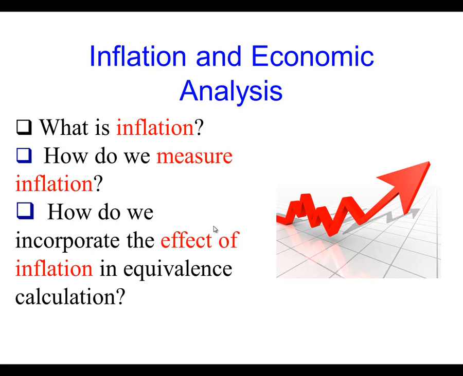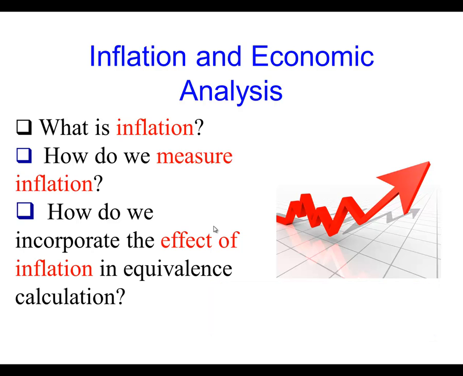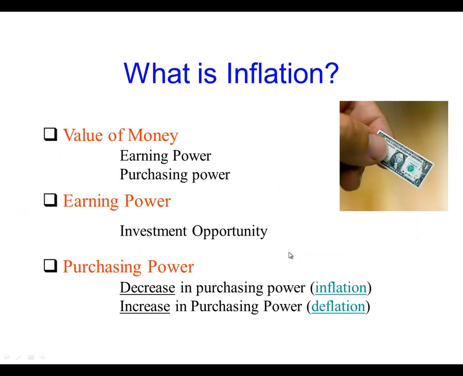What's inflation? If you remember, in the first lecture in chapter 2 we introduced inflation and taxes. At that point we defined inflation as the decrease of the currency's purchasing power, or that the currency will be worth less over time. But how can we measure inflation, and how do you incorporate the effect of inflation in equivalence calculation? This means that inflation will decrease purchasing power. You need more money to buy the same amount of goods and services. And the increase in purchasing power, which is the opposite, is called deflation. So if you could actually buy more with the same dollar, that's the opposite of inflation, which is deflation. And we'll talk about both of them in a minute.